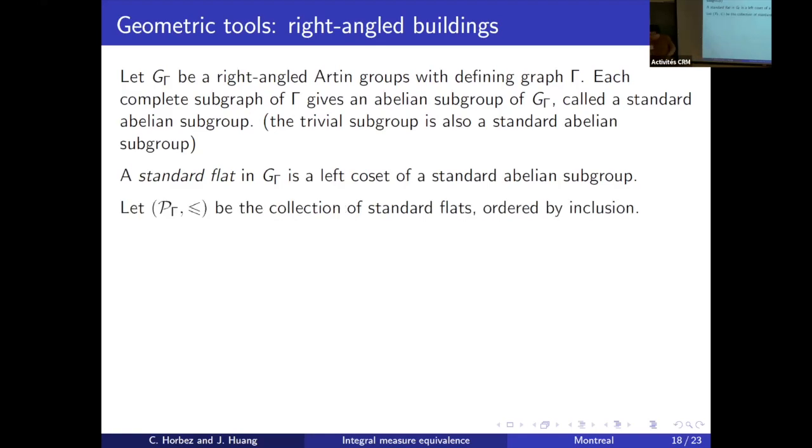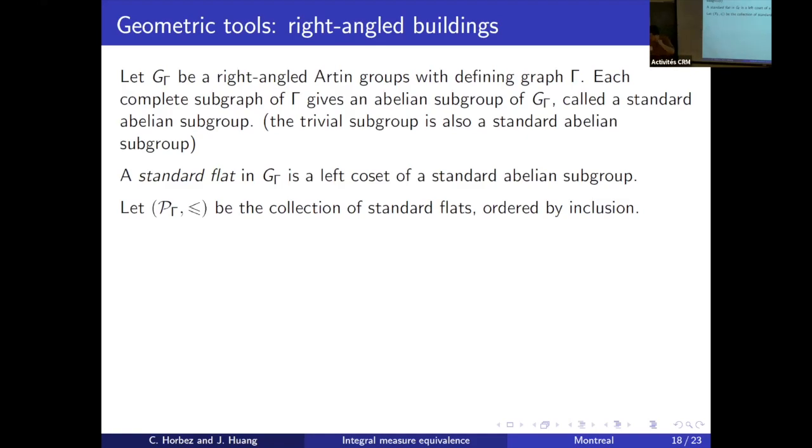And then, okay, so now this is enough to define the rectangle building. So now I'm going to just take the collection of standard flats. Notice that since the trivial subgroup is a standard abelian subgroup, that means standard flats also contain each element in the group. So these standard flats form a poset. Basically, we can just order them by inclusion.